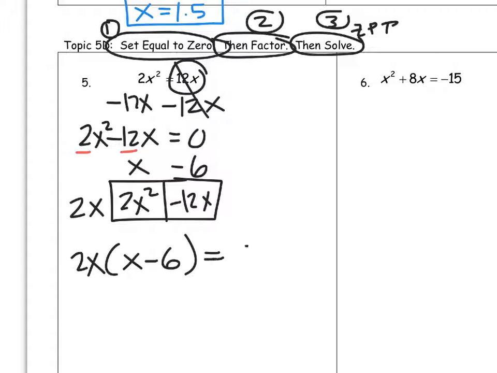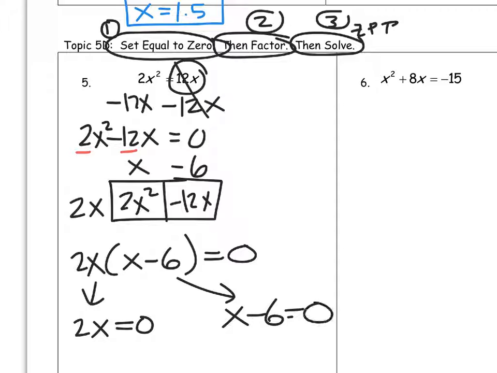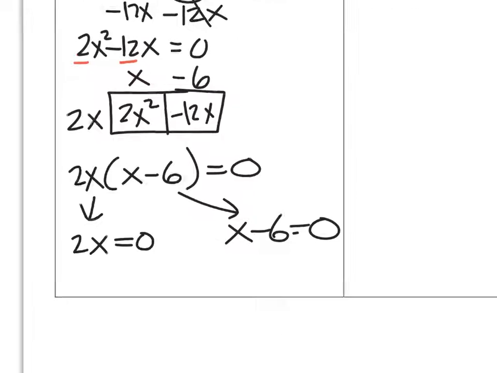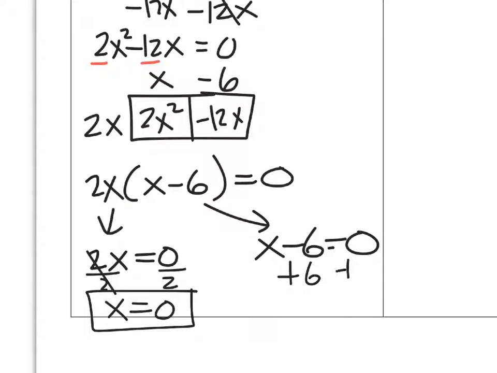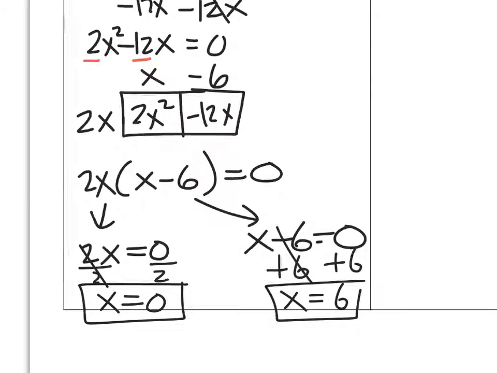And then remember, we're equal to 0. My first equation is 2x equals 0. My second equation is x minus 6 equals 0. And to solve this, the first equation, we can solve this with one step by dividing by 2. I get x equals 0. And this one I'll add 6, and I'll get x equals 6. Okay, last one.